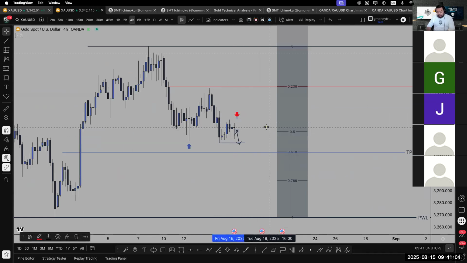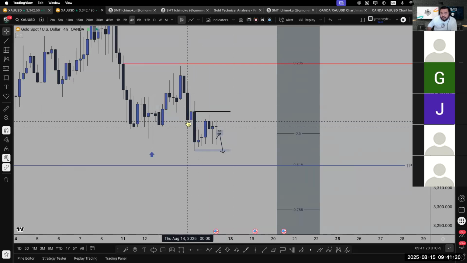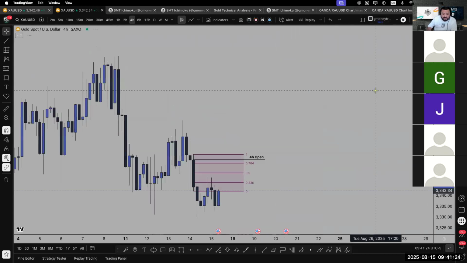So the 4 hour open for Oanda, because they're different candlesticks, that one is 33.50, man. 33.50. Yeah, so I like that area there. So anywhere around 33.50, and then we go back to the other chart.